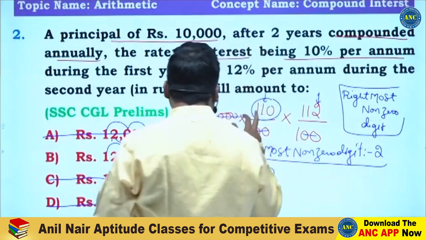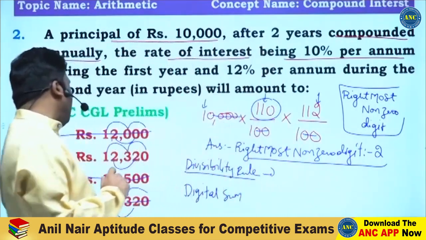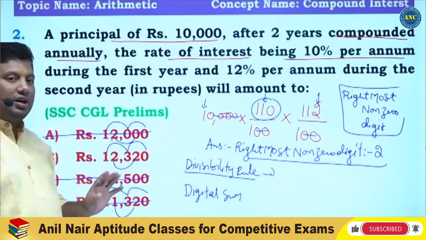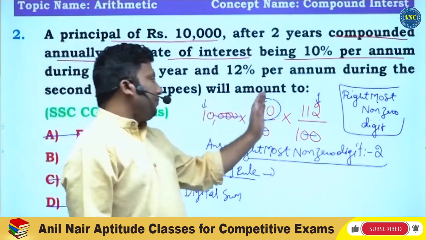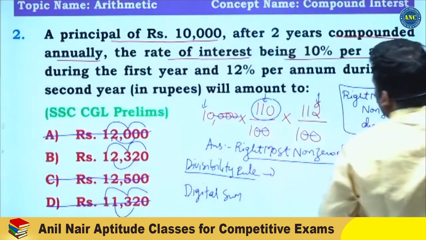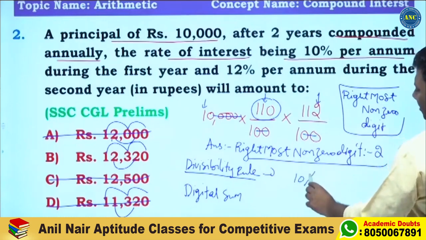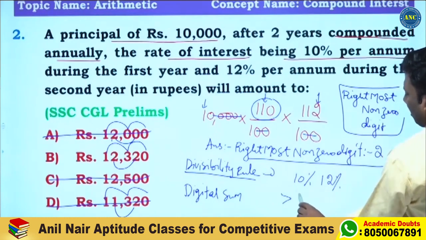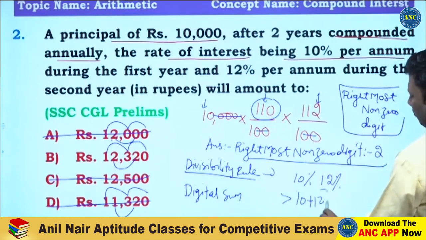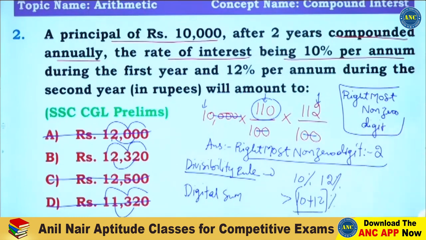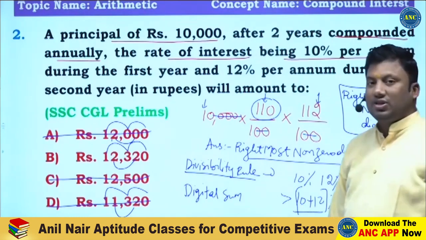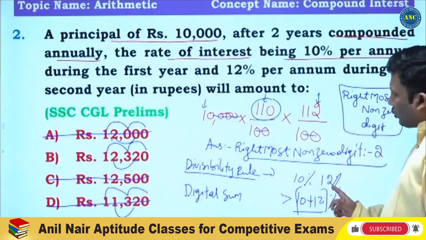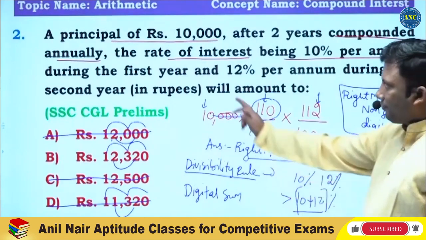Second one, please do not solve like this. 10,000, 110 and 112, all the options are closer to 12,000. If I take successive percentages, the first year it is 10 percent, the second year it is 12 percent. So the answer is greater than 22 percent. Why? Because if it were SI, the answer would have been 22 percent. CI is always greater than SI. So the answer should be greater than 22 percent.